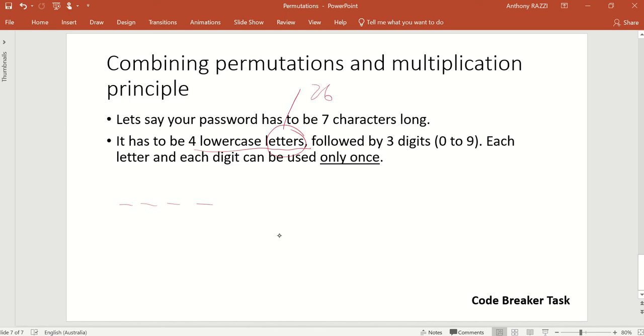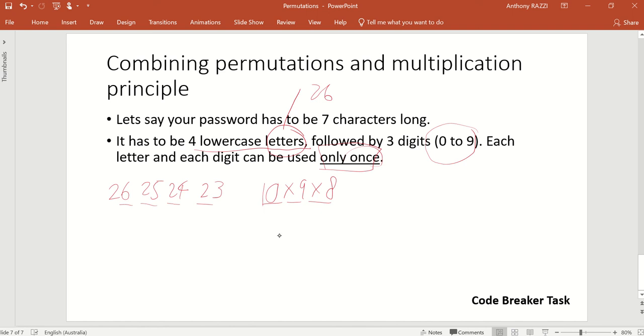So in the first spot we can use all 26 letters. However, we can only use each letter or number once. So in our second spot, we're only going to have 25. Third spot, 24. Fourth spot, 23. We're losing a letter each time. And then our final 3 characters, digits. Again, 0 to 9 means that there are actually 10, and then they can only be used once. So 10 times 9 times 8.